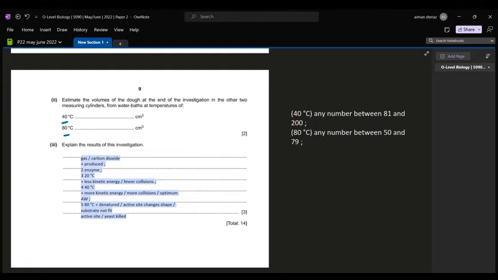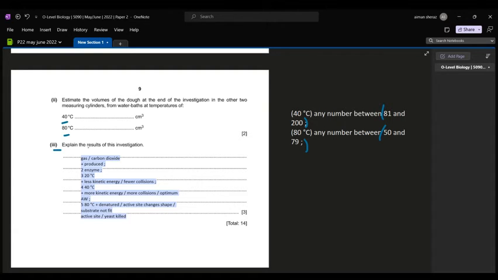So for 40 centigrade, you could have written anything between 80 to 200 because it is an optimum temperature. That means the enzymes were not denatured or they were not working slow. So you could have written anything between 81 and 200. And in 80 degrees, we know that the enzymes can denature, but we also know that yeast cells can make their own glucose. So you could have written anything between 50 to 79.